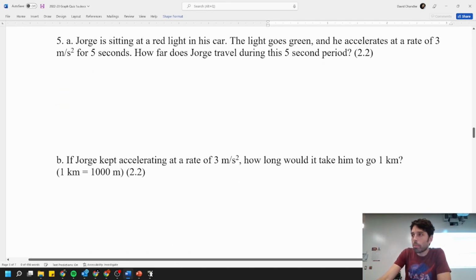All right, and last we had some math problems here. Jorge is sitting at a red light in his car. The light goes green. He accelerates at a rate of 3 meters per second squared for 5 seconds. How far does Jorge travel during this 5-second period?